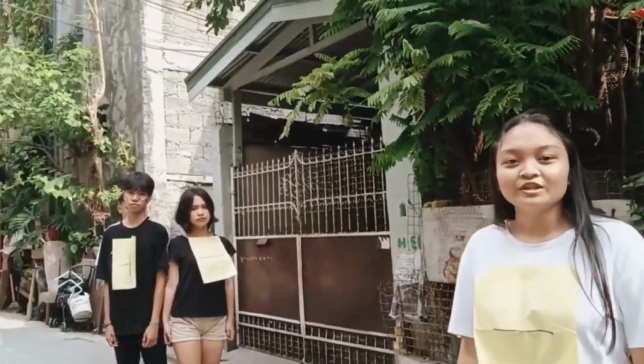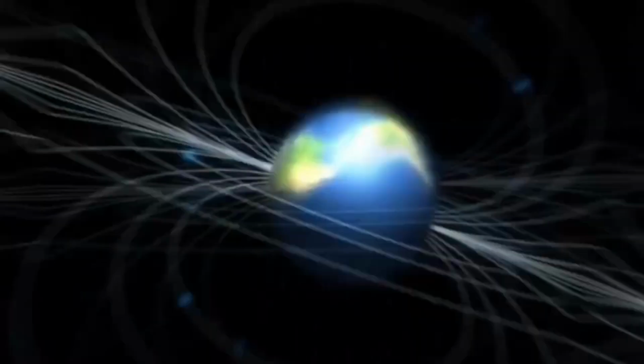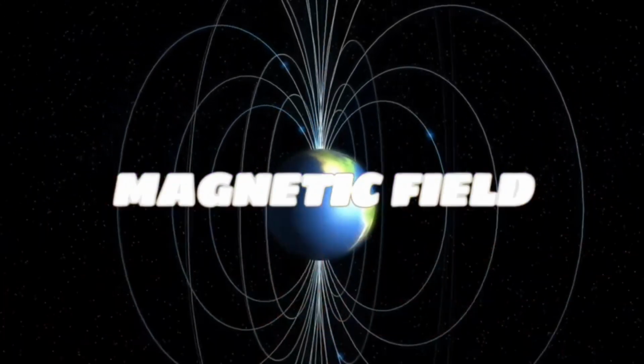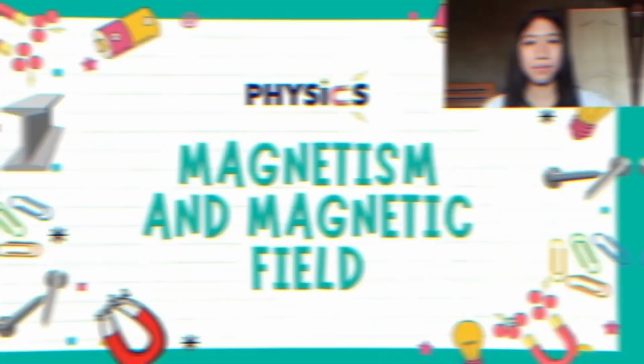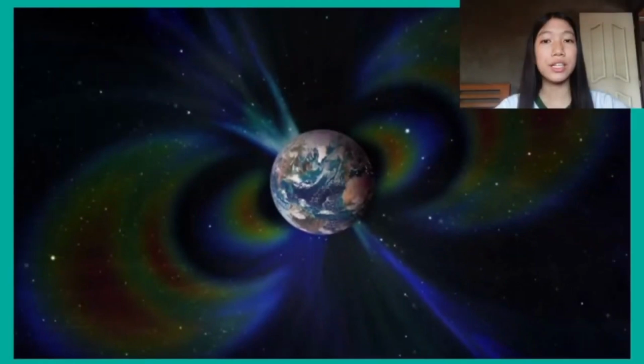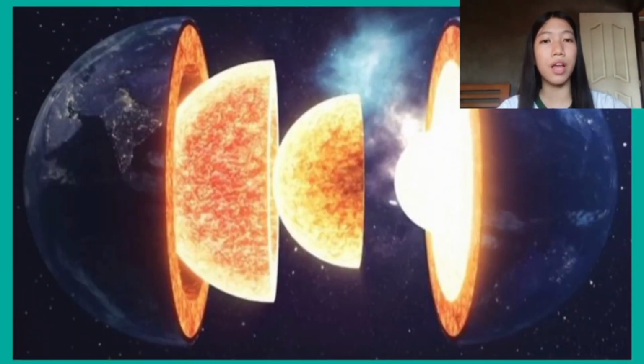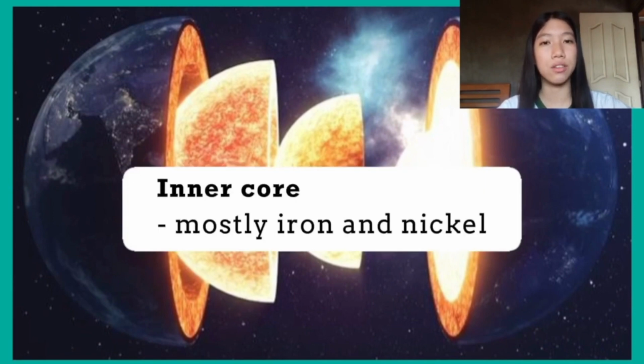Magnets use a force when they are attracting and repelling each other, and this force is called magnetic force, and the area surrounding a magnet is called the magnetic field. To further understand this, let us visualize our planet Earth. Naturally, Earth itself is a magnet. This is because of the Earth's core being made up of mostly iron and nickel. For that reason, our planet also generates its own magnetic field that protects us from charged particles from the sun.